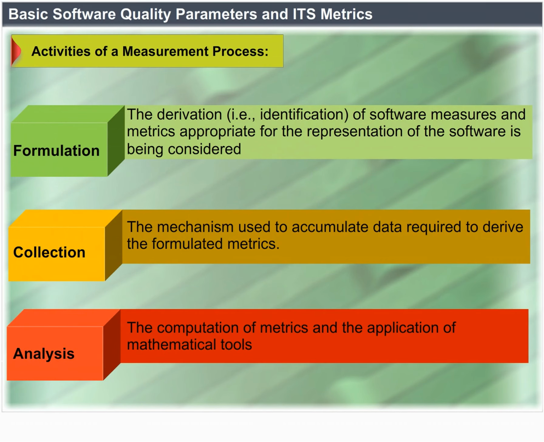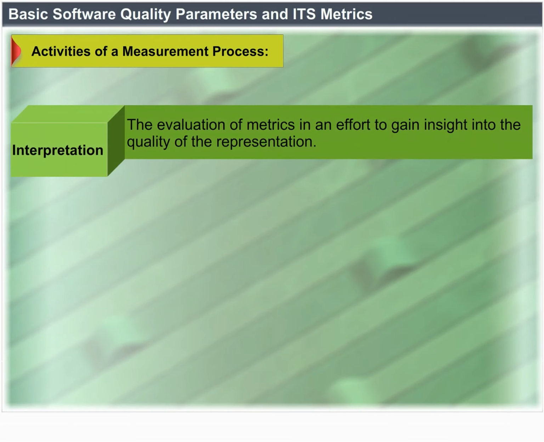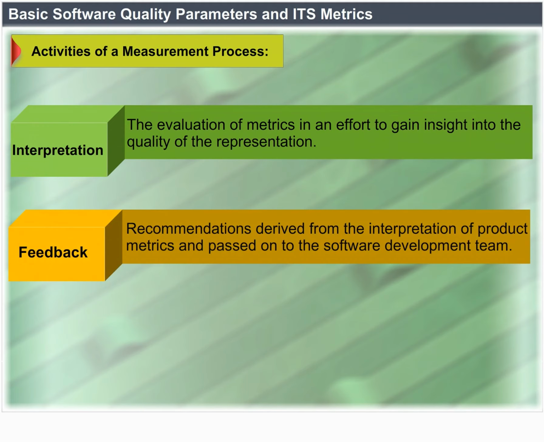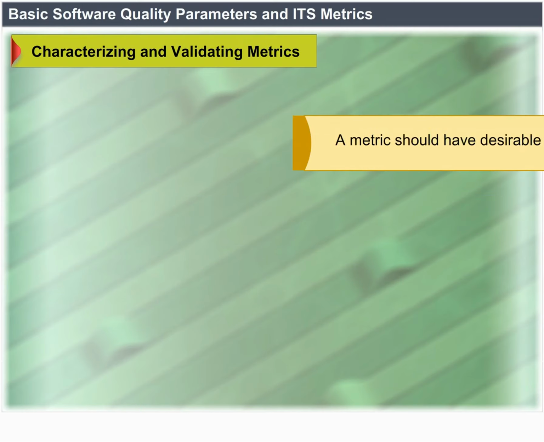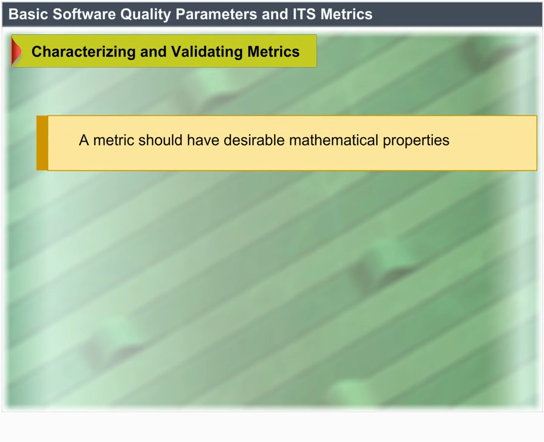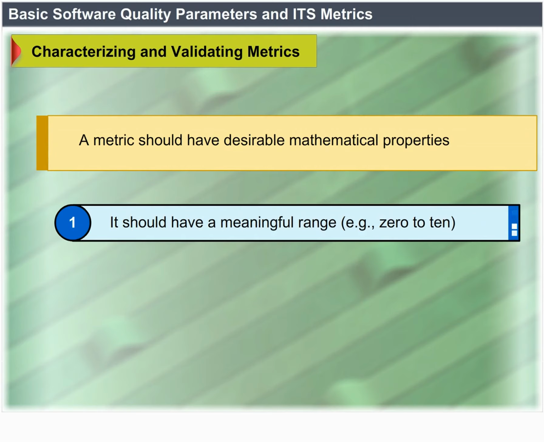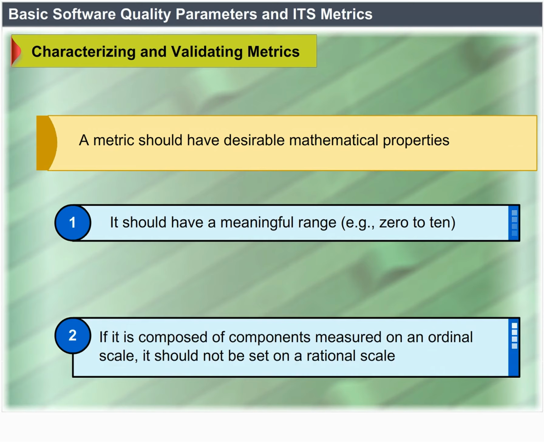Analysis. The computation of metrics and the application of mathematical tools. Interpretation. The evaluation of metrics in an effort to gain insight into the quality of the representation. Feedback. Recommendations derived from the interpretation of product metrics and passed on to the software development team. Characterizing and validating metrics. A metric should have desirable mathematical properties. It should have a meaningful range, that is from 0 to 10, for example. It should not be set on a rational scale if it is composed of components measured on an ordinal scale.